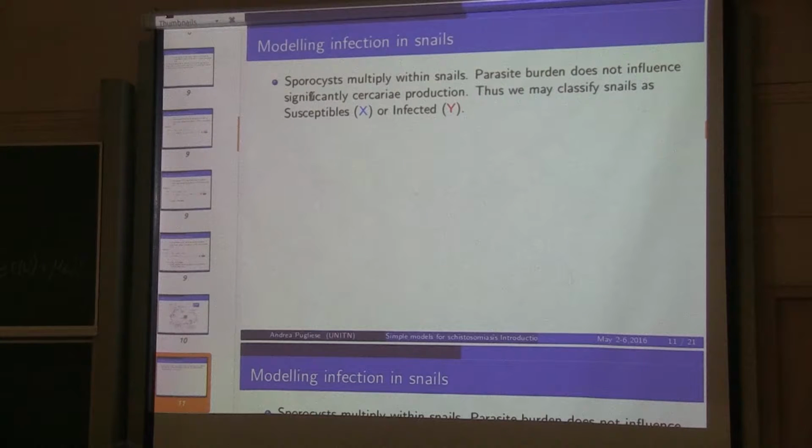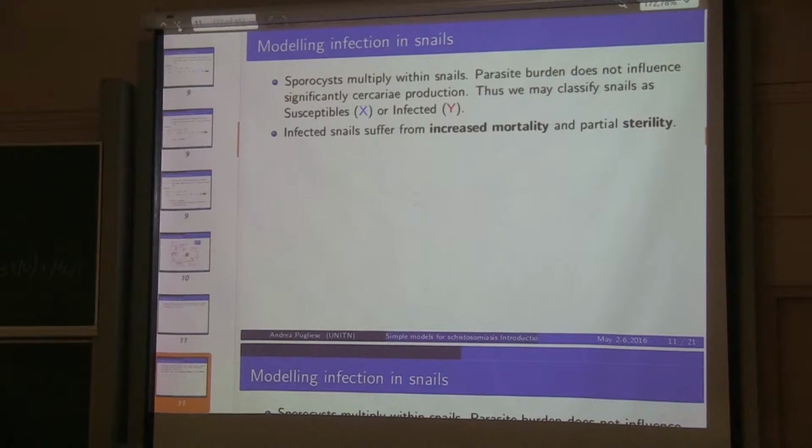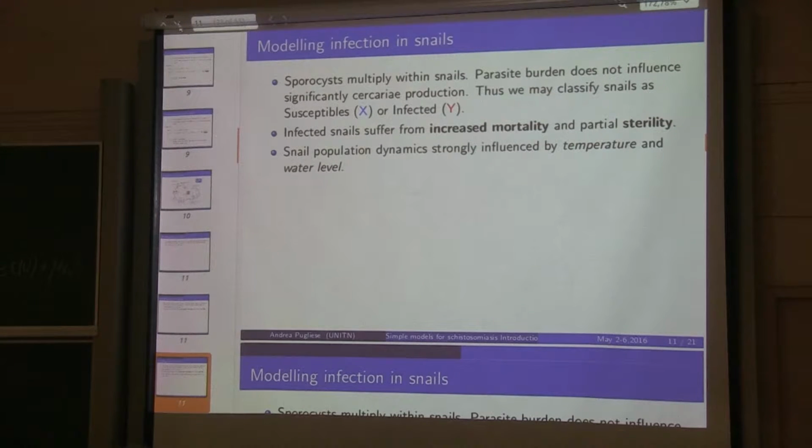So it might be useful. It might take a few weeks, so it might be useful to introduce another term. Here it's not written, but it's something. It has been known experimentally that infected snails suffer both from increased mortality and from partial sterility, so one should include that. And to go closer to the themes of this workshop, snail population dynamics is certainly influenced by temperature and water level. That is something that is going to be affected by climate change.